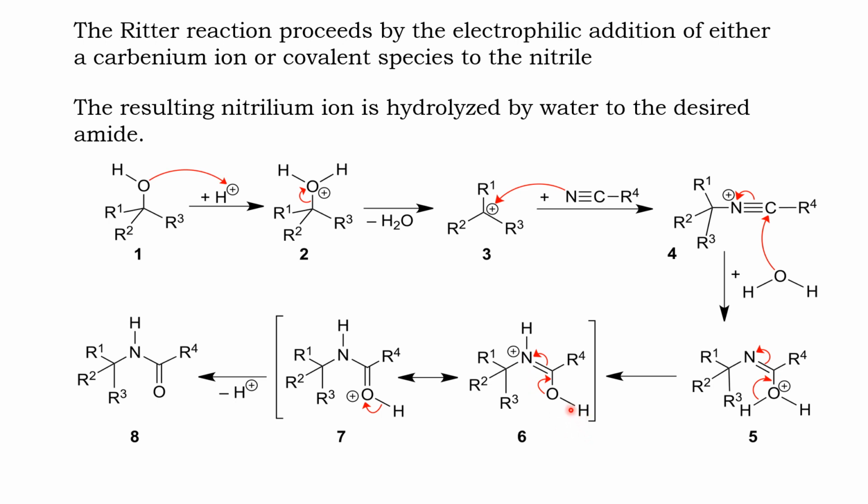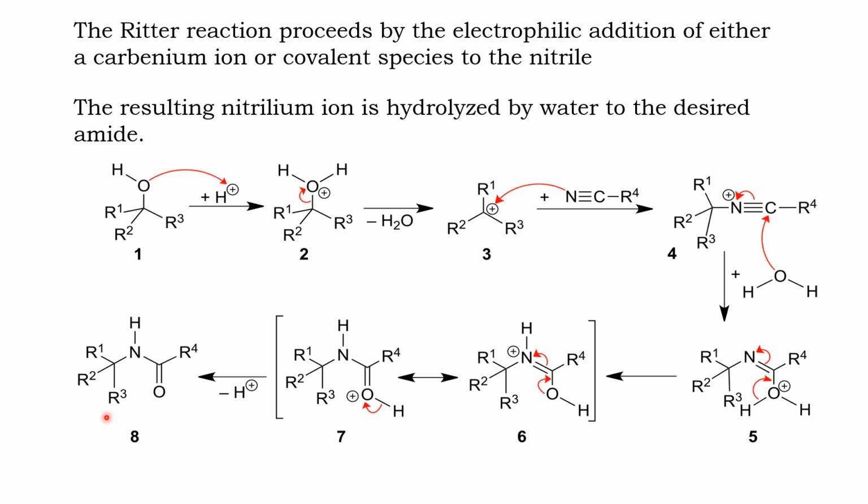Now another OH bond is here. That OH bond shifts towards here and the H plus is eliminated, resulting in the formation of NH-C double bond O, that is the amide. So, resulting in the formation of the amide.